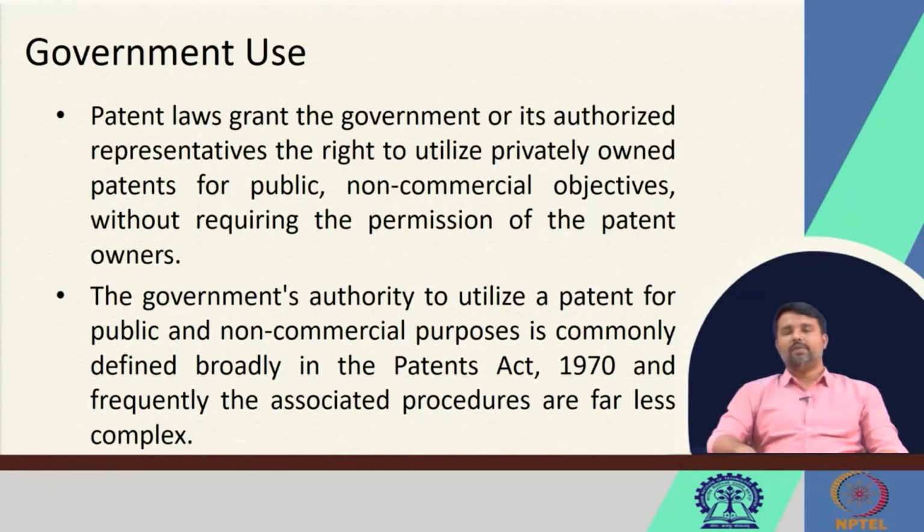Patent laws grant the government or its authorized representative the right to utilize privately owned patents for public non-commercial objectives without requiring the permission of the patentee. So, if the government wants to use an innovation, do they have to take permission from the patentee? So, in normal cases, when the government wants to use an innovation, it can get it licensed from the patentee. But in exceptional scenarios where the government wants to utilize an innovation for non-commercial objectives, then the government can utilize the specific provision provided under the Patent Act for government use and directly use the innovation without any form of permission from the patent holder.